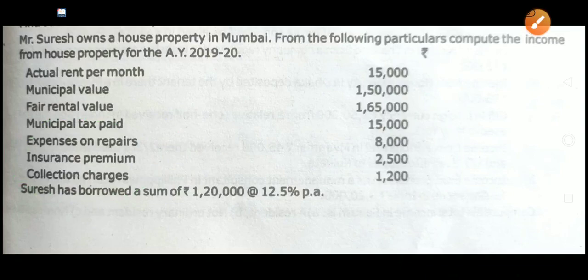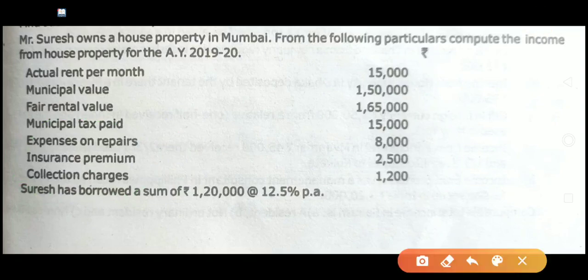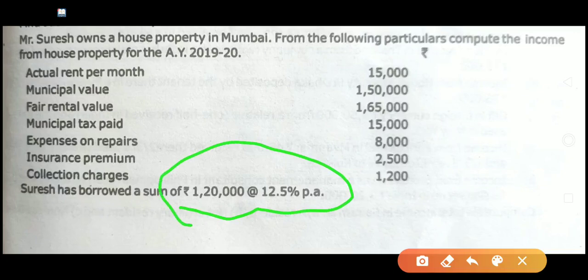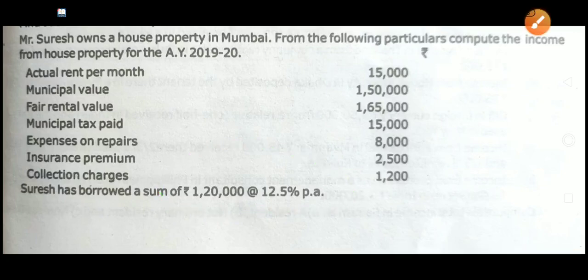And then finally, Suresh has borrowed. The final information is Suresh borrowed a sum of rupees 1,20,000 at the rate of 12.5% per annum. This is interest on loan. 1,20,000 is the loan amount, and for that 12.5% is the interest rate. If you multiply with the 12.5%, you will get the interest amount for the previous year. So in this question no pre-completion interest, just previous year interest should be deducted. How? 1,20,000 into 12.5%. So now we will see the answer.